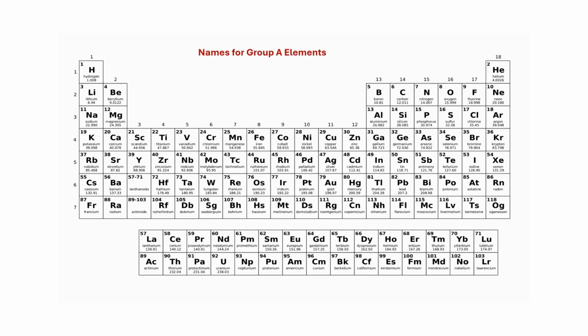Alright, so let's move forward to talk about the names for the group A elements. The group 1A I refer to as alkali metals. Group 2A, they are called alkaline earth metals. Group 6A are referred to as chalcogens. Group 7A are called halogens. And lastly, group 8A are called the noble gases.